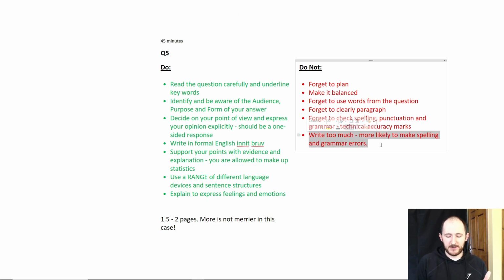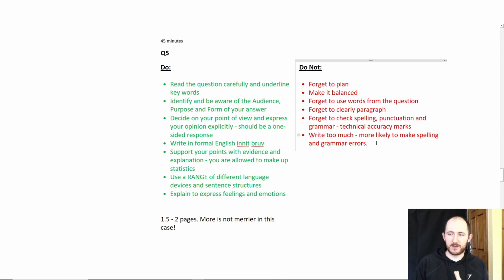Or 10 language devices over 10 pages. My writing's progressively getting more boring. And like it or not, the examiners will mark based on how they feel. Do they feel convinced? And believe me, you can't convince someone when they're bored. So writing less can be better.